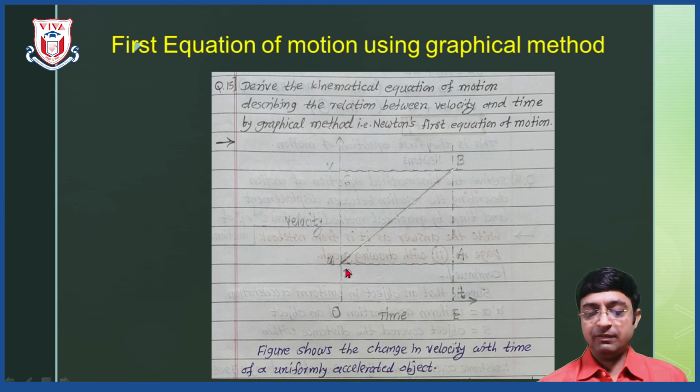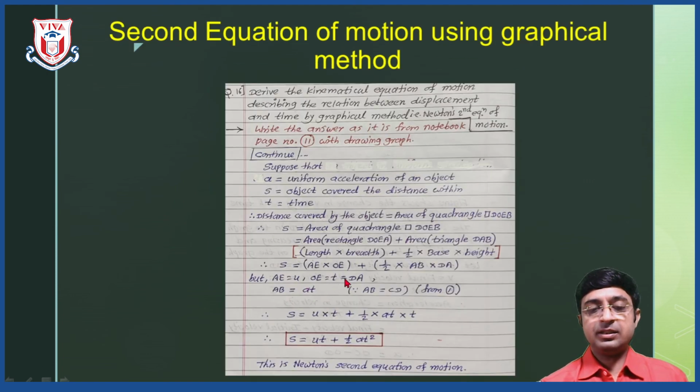OD means initial velocity. OE means nothing but time. Check that. OE means nothing but time, the same value indicated by DA, that is a parallel line. AB is equal to at. This value we are taking from equation number 1. All these symbols we substitute in this step.